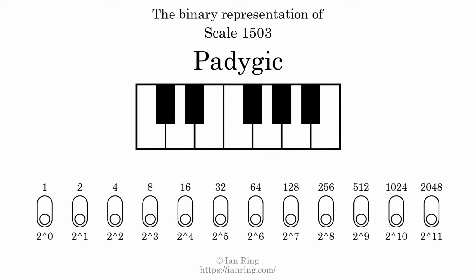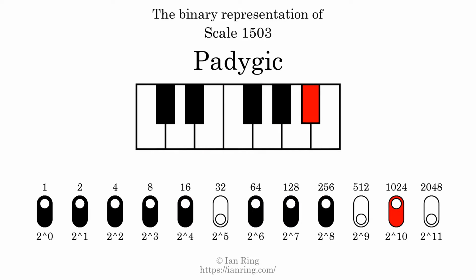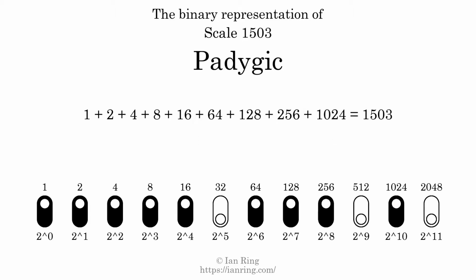The binary representation of this scale is determined by mapping tones of the scale to binary digits. Each binary digit represents a power of 2. To get the scale number, we add the powers of 2 together. The powers of 2 that are present in the scale, all added together, equals 1503. That is why the scale number, in decimal, is 1503.